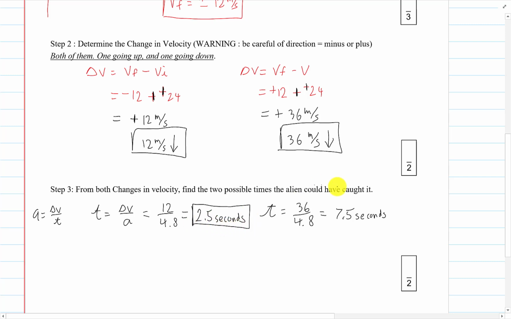Here's the two answers. We're done. Excellent. Hope you got the right answers.